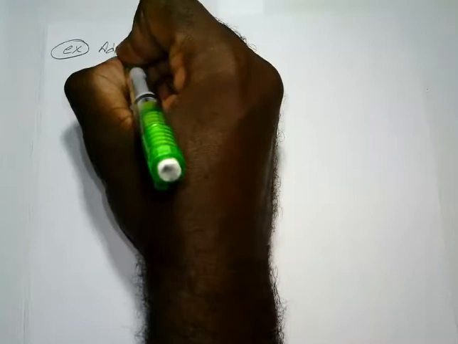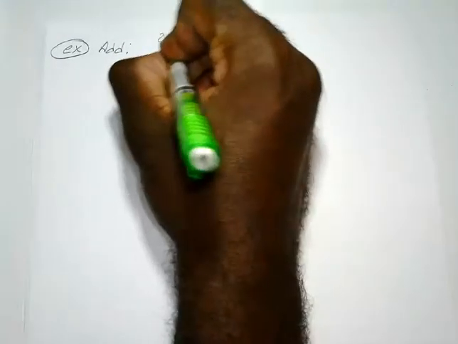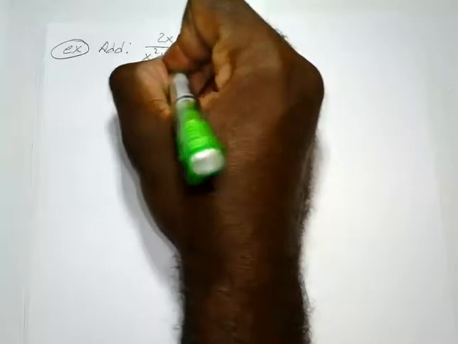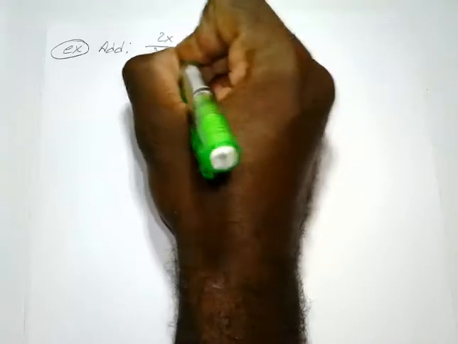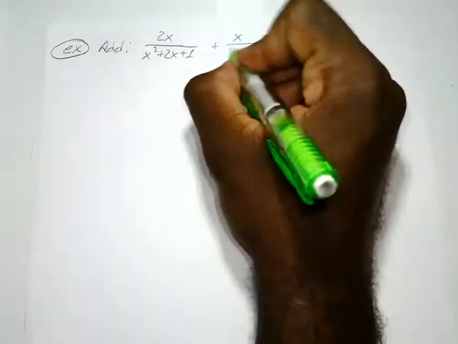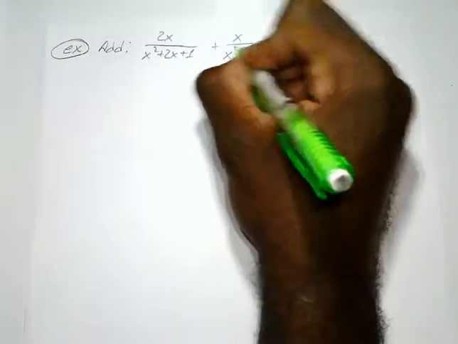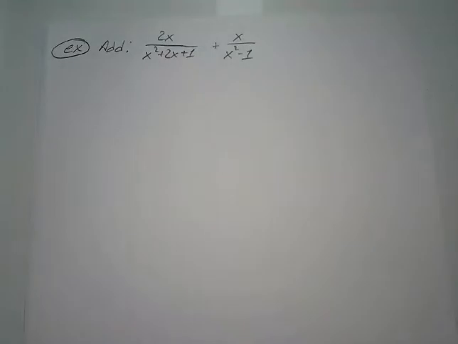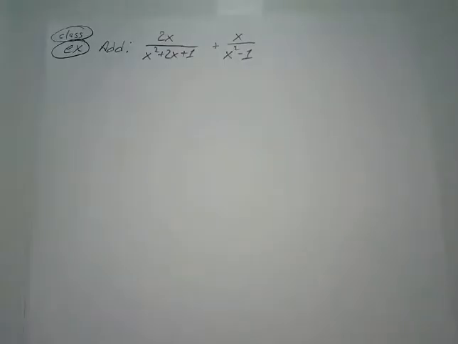Okay, so let's say, for example, if we want to add 2x over x squared plus 2x plus 1 plus x over x squared minus 1. Alright, and what I want you to do is press pause and give this one a try yourself.